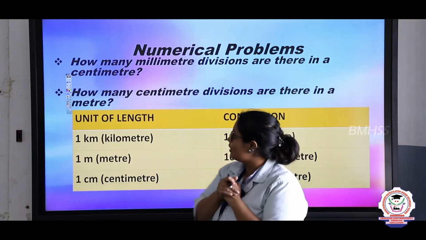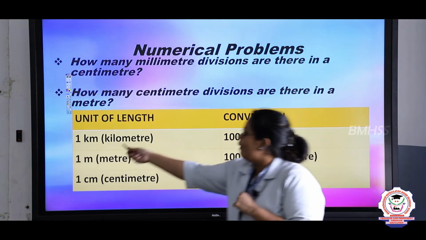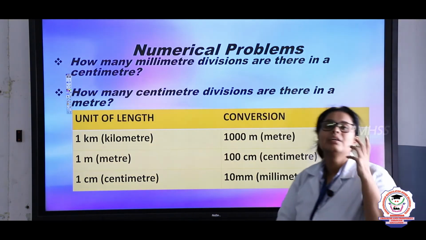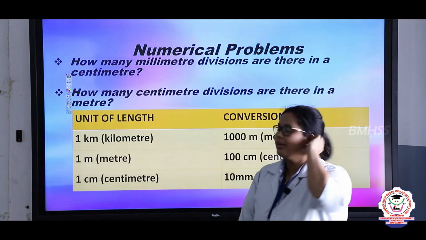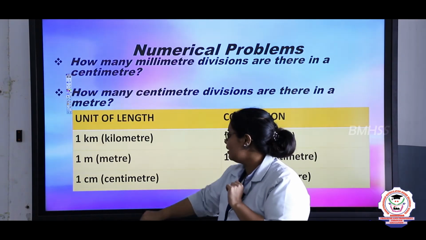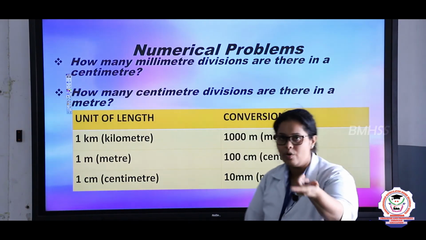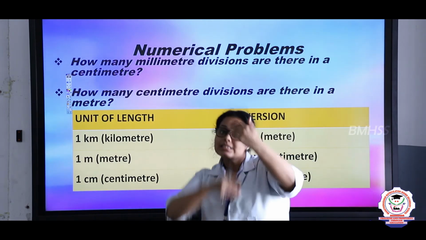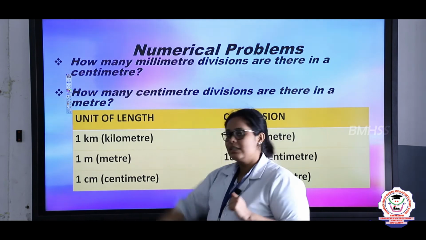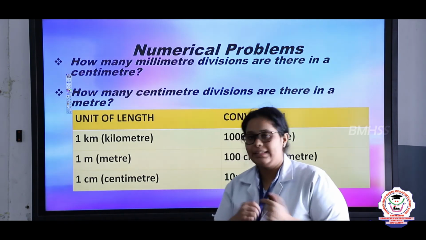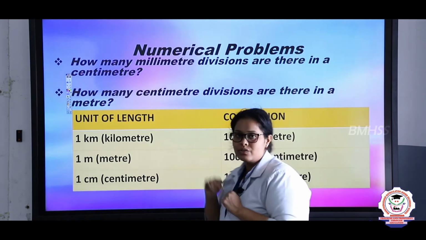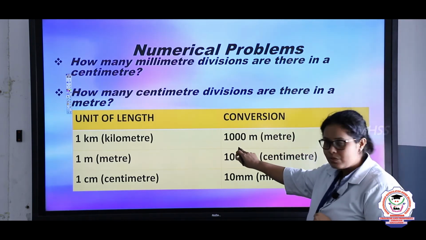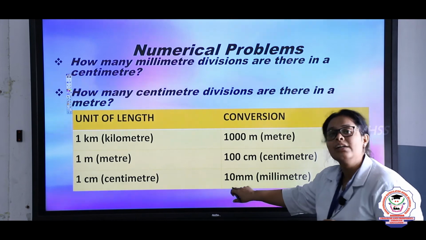So in this conversion you can see that 1 kilometer will be equal to 1000 meters. So children, there is a trick, okay. Kilometer is known as a multiple of meter. Same way, centimeter is known as a submultiple, and meter is the SI unit of length. So when you are doing the conversion, remember there is a trick behind this. It is 1000, 100 and 10.